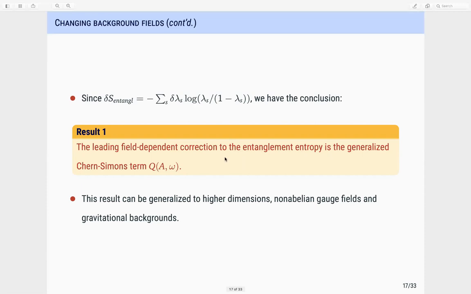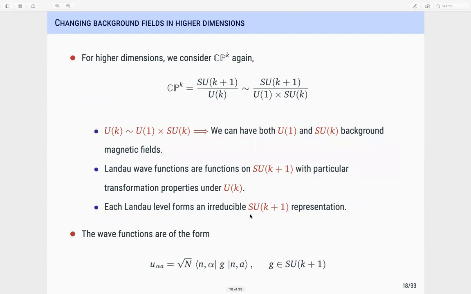I'm going to look at it in a slightly more general context now. We want to generalize this to higher dimensions, non-abelian gauge fields, non-abelian backgrounds, gravitational backgrounds, and so on. So how do we do that? Okay, let me briefly talk a little bit about the high-dimensional Hall effect, and then come to a similar statement, which is valid for all dimensions.